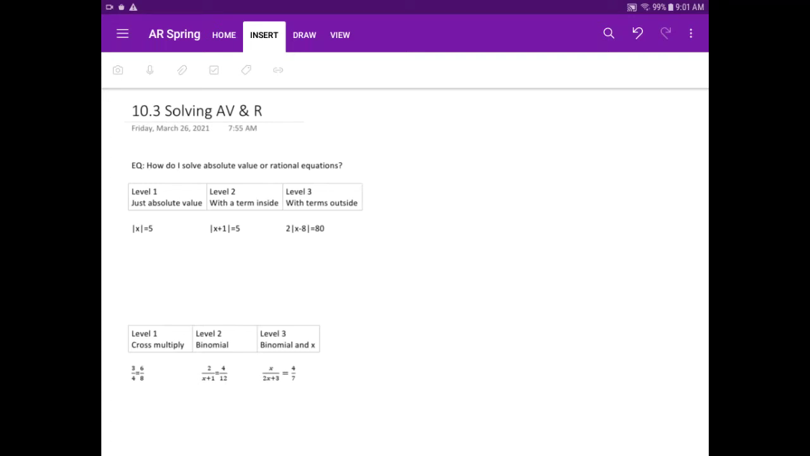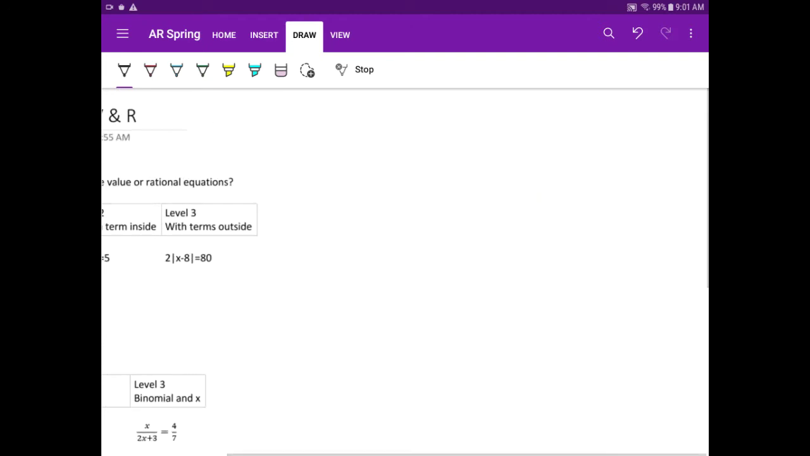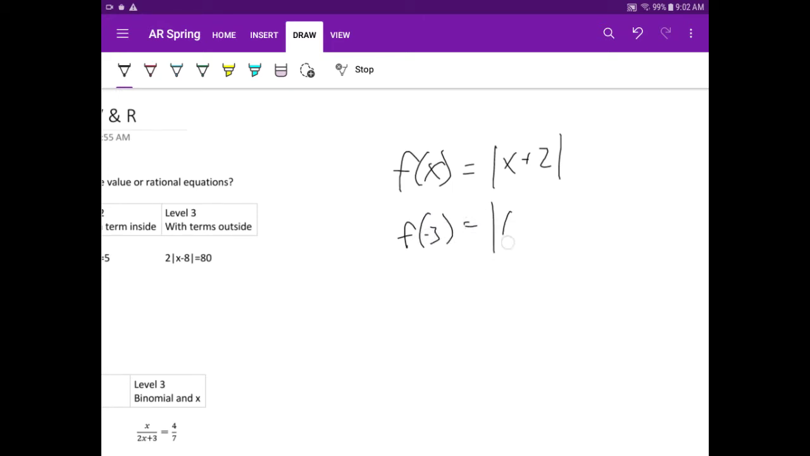Forgot to put the function notation preset in here. So remember, if you have f of x is like absolute value of x plus 2, and then you say f of negative 3, then that's just going to be absolute value of negative 3 plus 2. So absolute value of negative 3 plus 2 is negative 1, so that's going to be equal to 1. So f of negative 3 is 1.